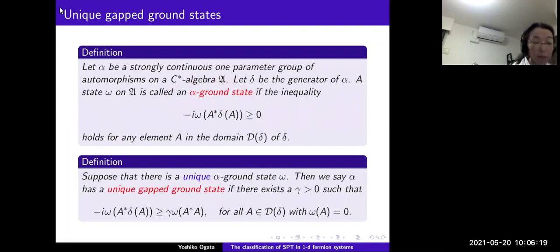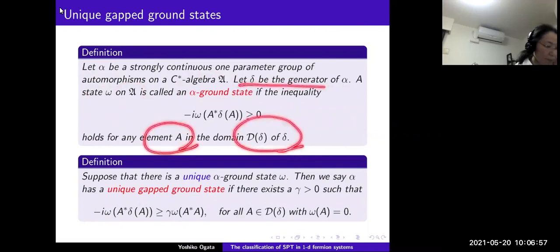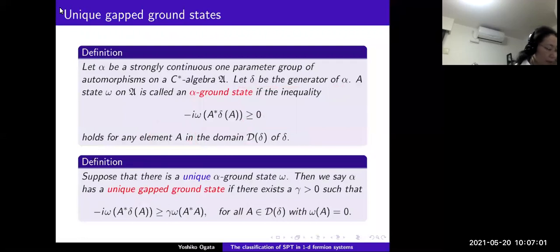And a ground state in this framework is defined for dynamics, not for a Hamiltonian. Dynamics means a strongly continuous one-parameter group of automorphisms on a C-star algebra. Let delta be a generator of this dynamics. And by a state, what I mean is a positive linear functional which is normalized. A state omega on the C-star algebra A is called an alpha ground state if this strange-looking inequality holds for any element A in the domain of the generator. So that is the definition of a ground state in the operator algebraic framework of quantum statistical mechanics.